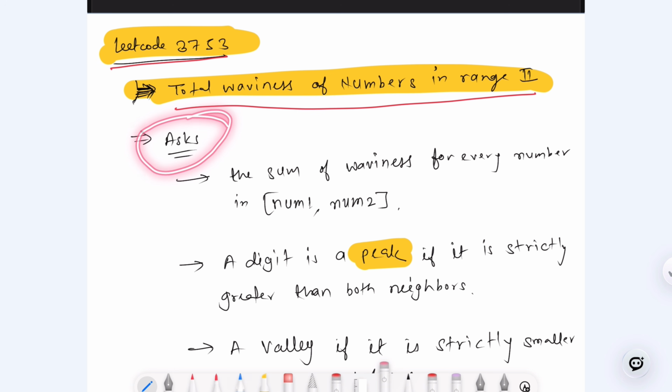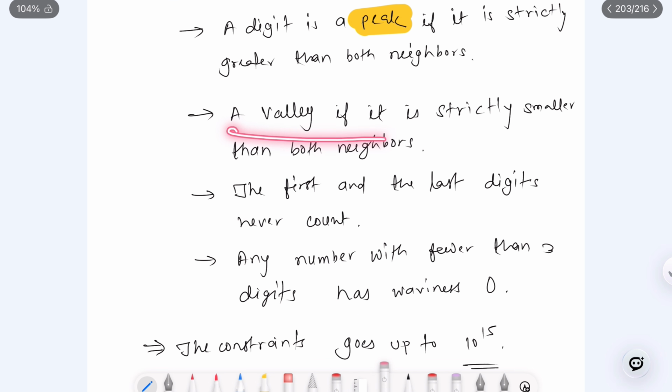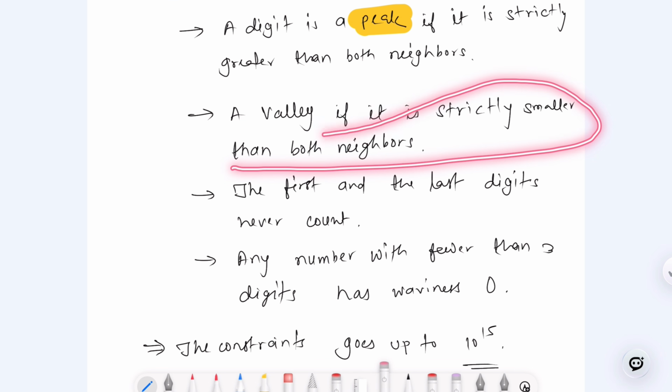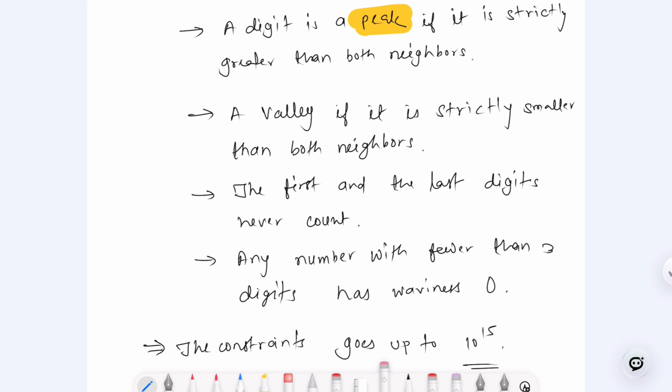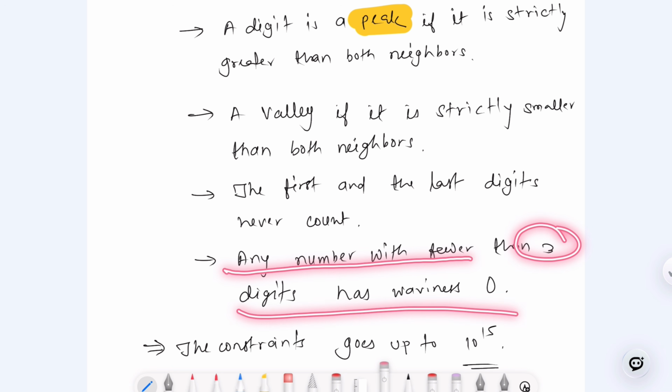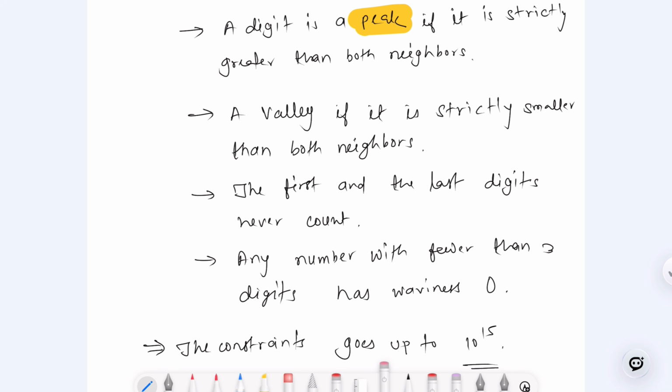Basically this problem asks for the sum of the waviness for every number between nums1 and nums2, in the inclusive range. A digit is a peak if it is strictly greater than its neighbors, and it's a valley if it is smaller than both neighbors. The first and the last digit never count. It means any number with fewer than 3 digits has waviness 0. So if we have 48, with two digits, its waviness is 0.